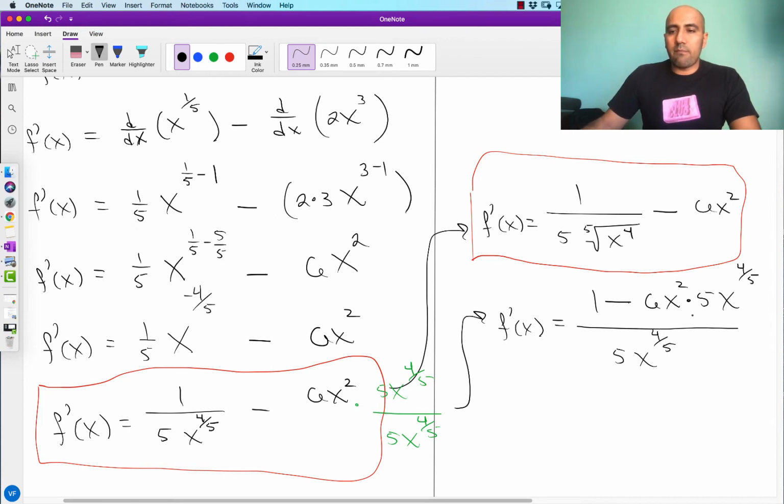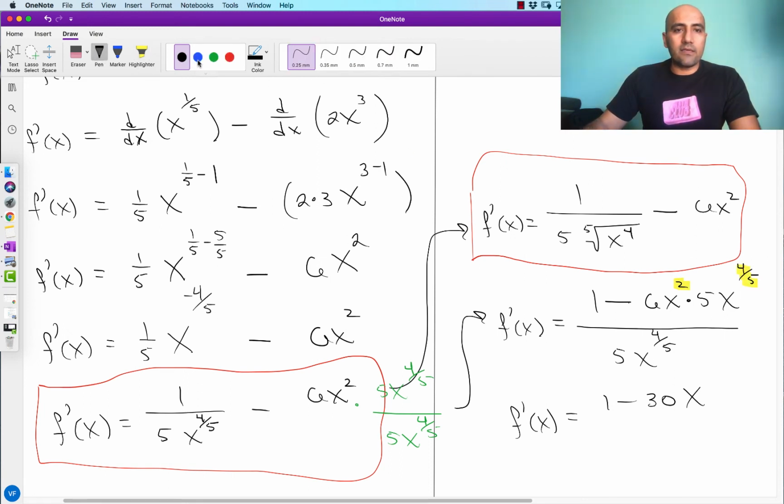And now we just have to combine these two. Remember that when we're multiplying exponential numbers with the same base, all we have to do is add the exponents. So this is going to be f prime of x equals 1 minus 30 x to the power of, so I have to add these two. I have to add the 2 and the 4 fifths.